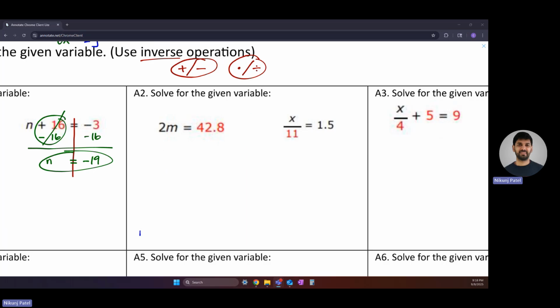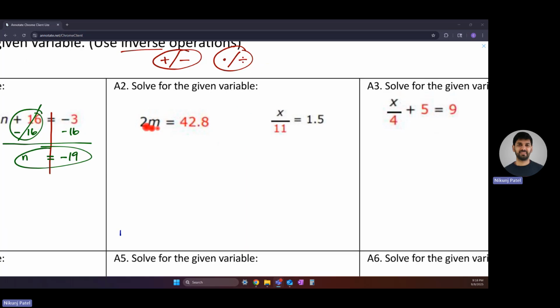And then we have an example where we're going to use multiplication and division, these two. So we have 2m equals 42.8. So we're going to divide by 2 since we see this right here. There's no plus or minus. There's no dot there, but you can think of it as a multiplication problem because 2 and m are right next to each other. So 2m divided by 2. And then this is going to get divided by 2 as well.